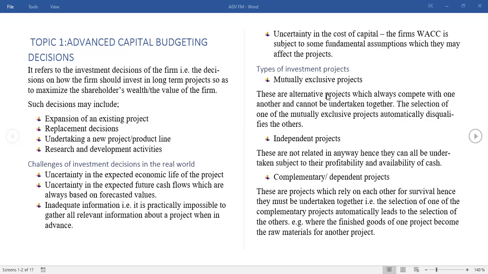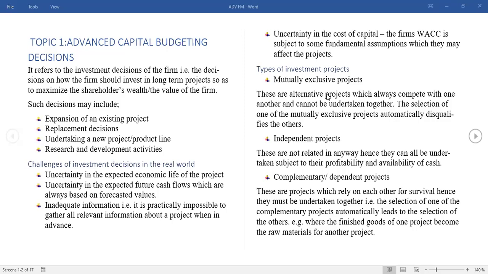So when you look at complementary or dependent projects, these are projects which rely on each other for survival, and they must be undertaken together. That is, the selection of one of the complementary projects automatically leads to the selection of the others, e.g., where the finished goods of one project become the raw materials for the other, right?